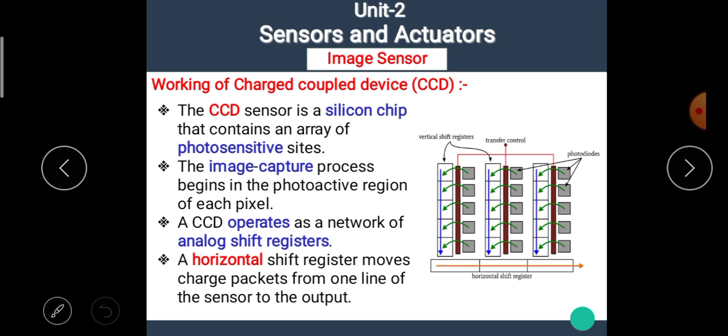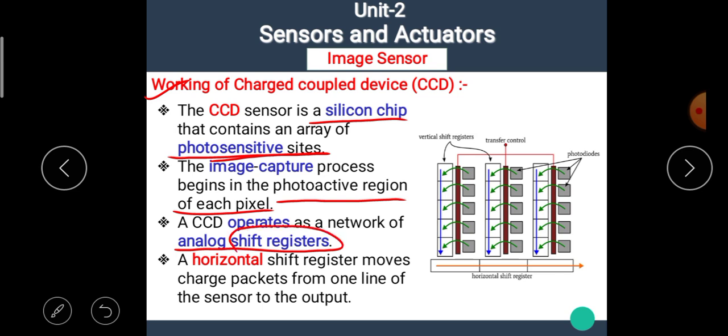Now let's see the working of the charge coupled device CCD image sensor. The CCD sensor is a silicon chip that contains an array of photosensitive sites. These are the photosensitive sites. Each pixel contains a photodiode. The image capture process begins in the photoactive region of each pixel. A CCD operates as a network of analog shift registers.